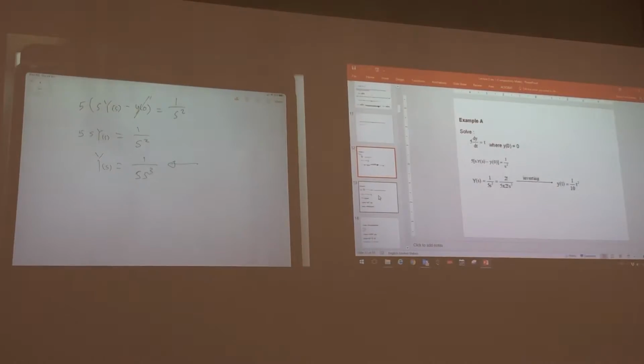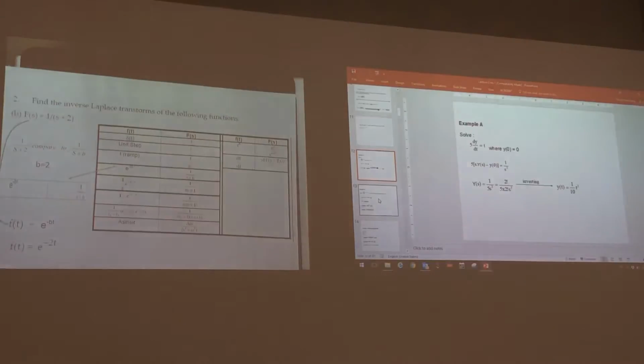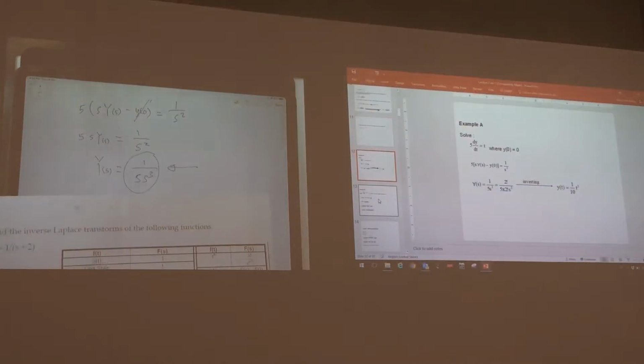Now you need to invert it back. In order for you to invert back, you must find, in the table, the nearest format to 1 over 5s to the power of 3, right? If you look at your table that you have here, the nearest is which one? The nearest to 1 over s to the power of 3. 1 over 5, you can take it out, right? 1 over 5, you can take it out. What you have inside is s to the power of 3.